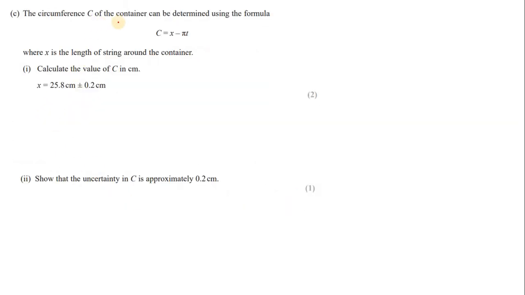The circumference C of the container can be determined using the formula C equal to x minus pi into T, where x is the length of the string around the container. Calculate the value of C in centimeter. X is equal to 25.8 centimeter plus minus 0.2 centimeter. We need to find C. So C is x minus pi T.